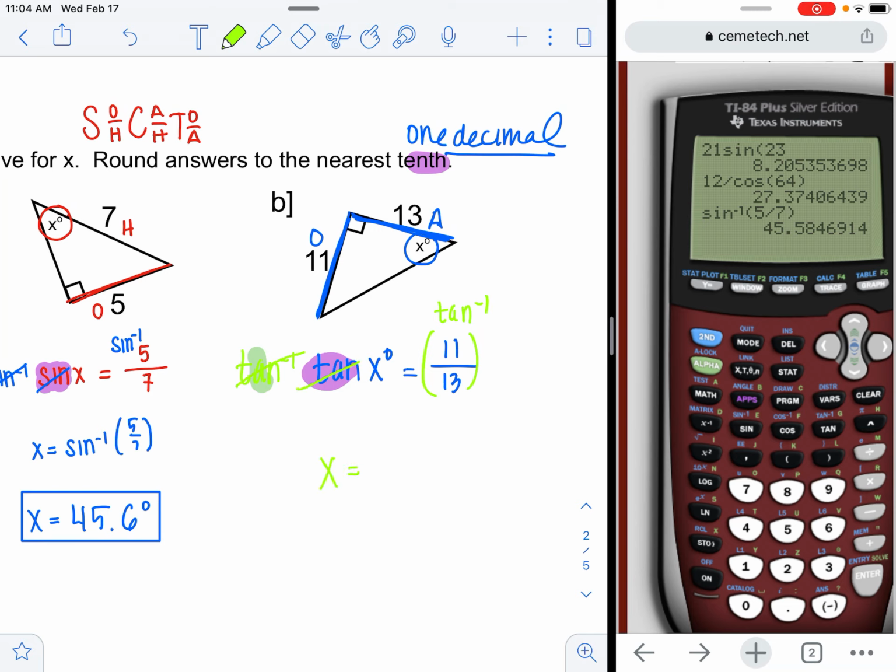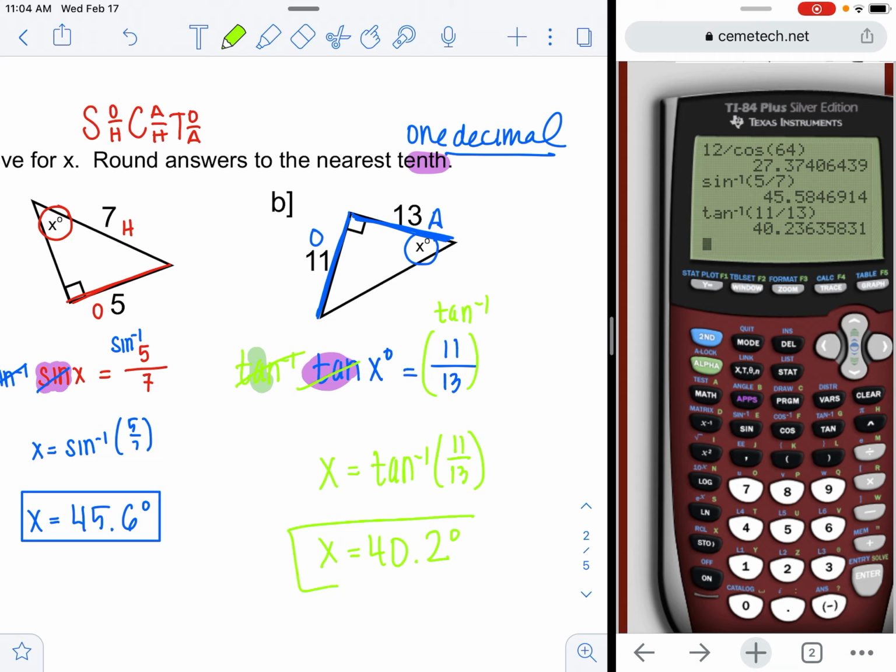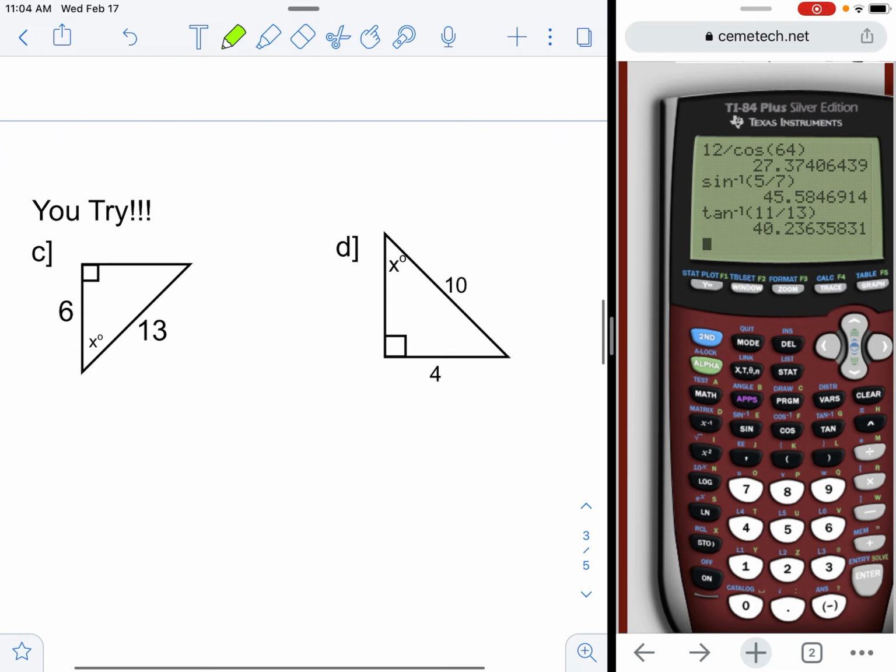Tangent inverse. So you're going to tangent inverse both sides. These will cancel, and you have x equals tangent inverse of 11/13. And now I can put that in my calculator. I'm going to hit second and then tangent. That'll give me tangent inverse 11 divided by 13. Hit enter. And I get x equals 40.2 degrees. Remember, round to the nearest tenth were the directions for angles.